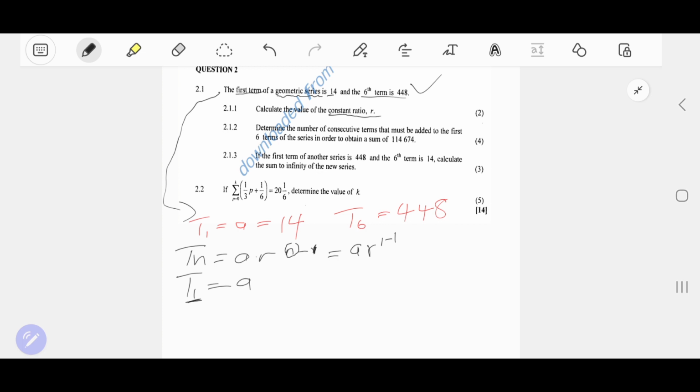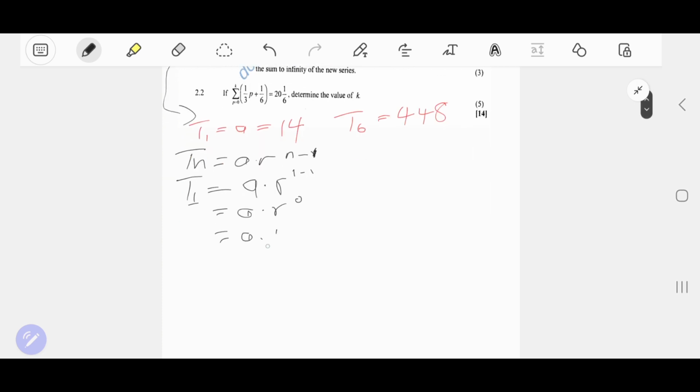Let me do it in a manner that you will be able to follow. A multiplied by r, for T1, term number 1, it's 1 minus 1. So we know this will be a multiplied by r to the 0, which will be a times 1, which will ultimately be a. So your T1 is represented by a.